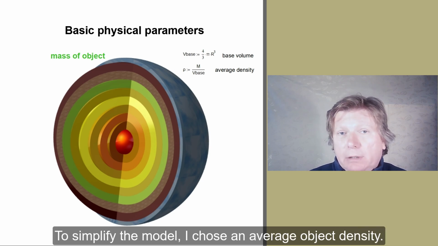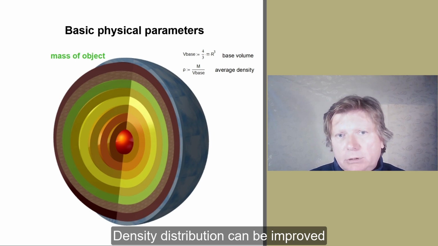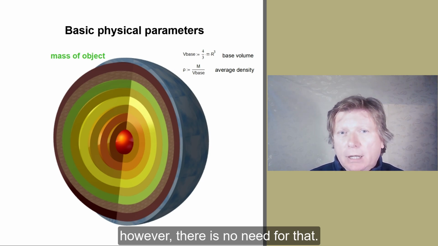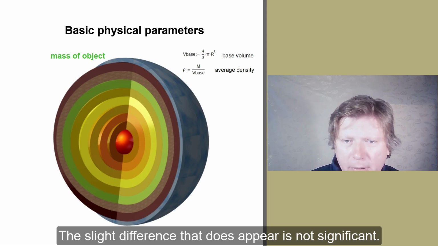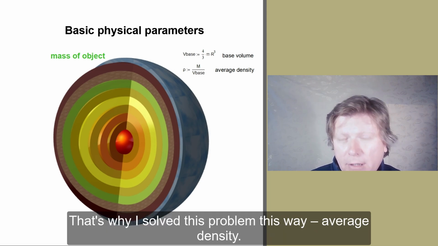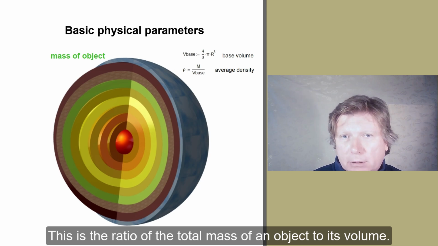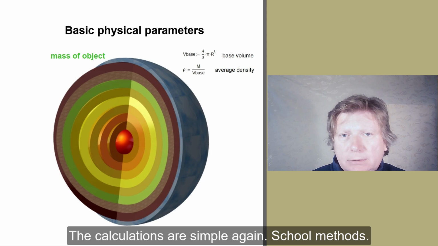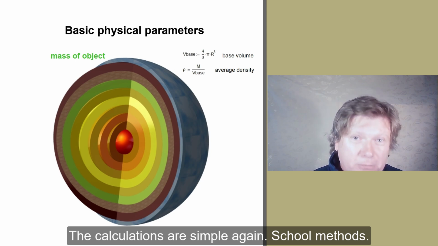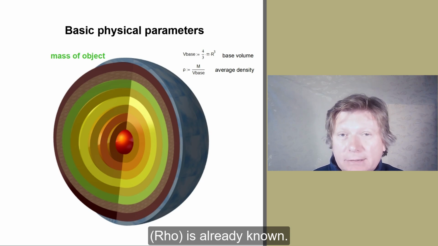Density distribution can be improved. However, there is no need for that. The slight difference that does appear is not significant. That's why I solved this problem this way. We need to determine rho, the average density. This is the ratio of the total mass of an object to its volume. The calculations are simple again. School methods. Rho is already known.